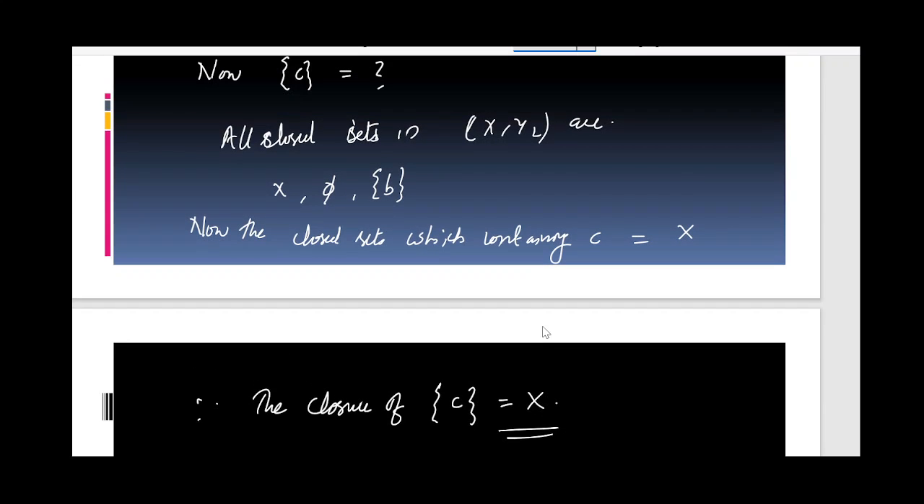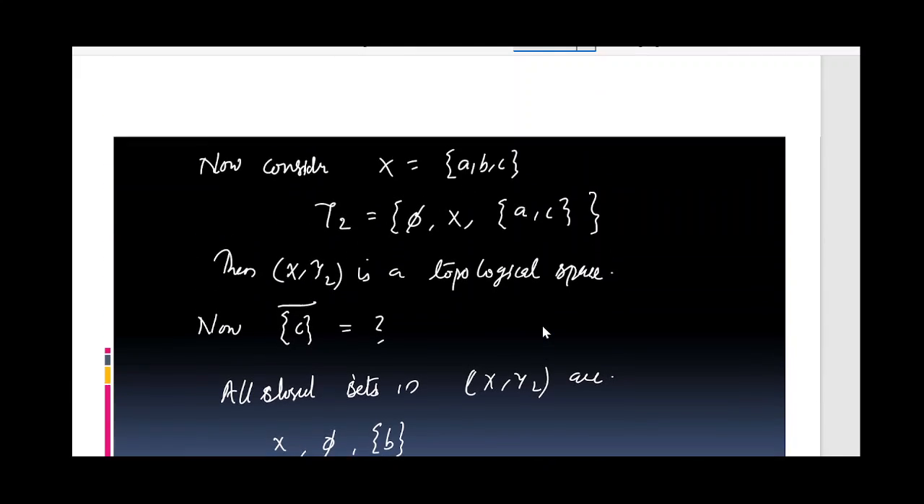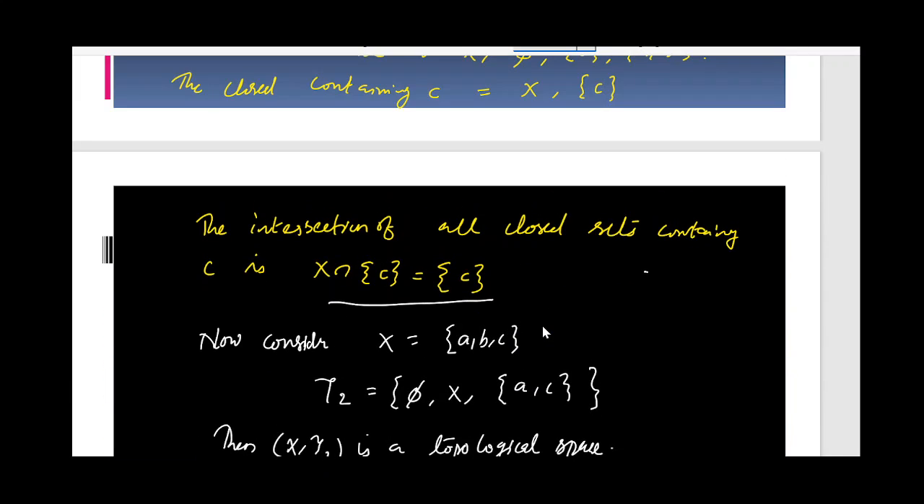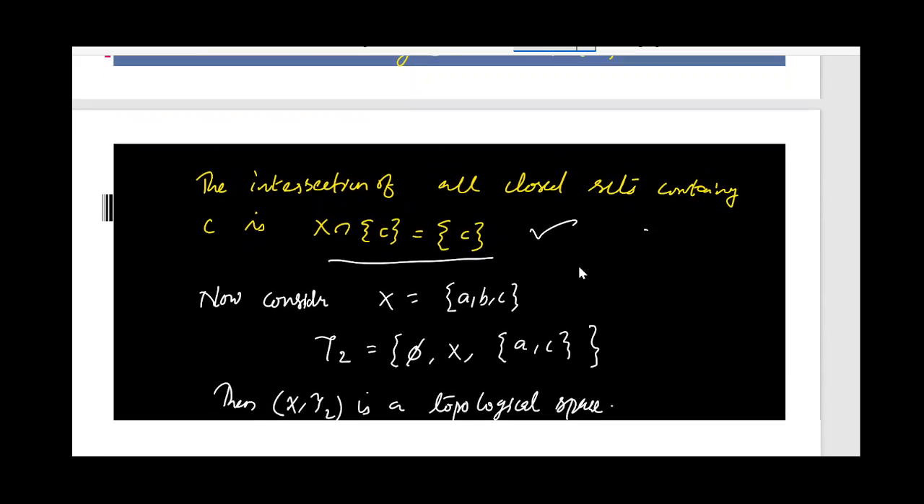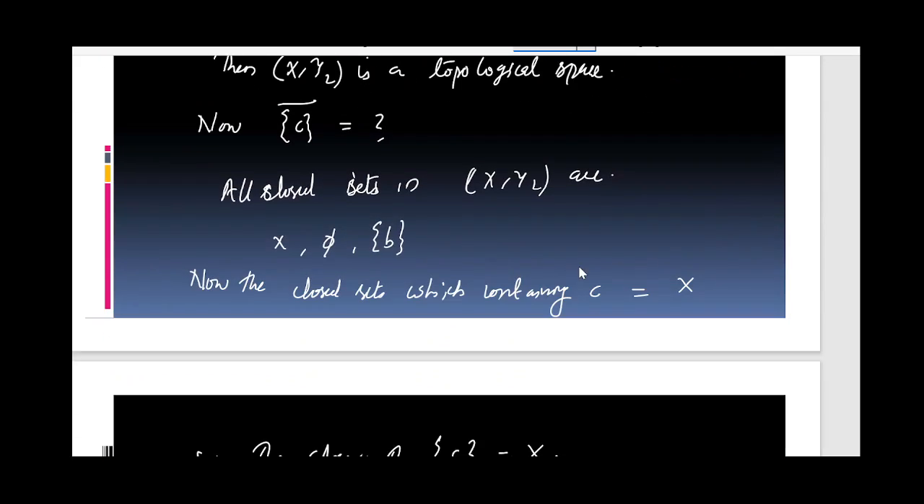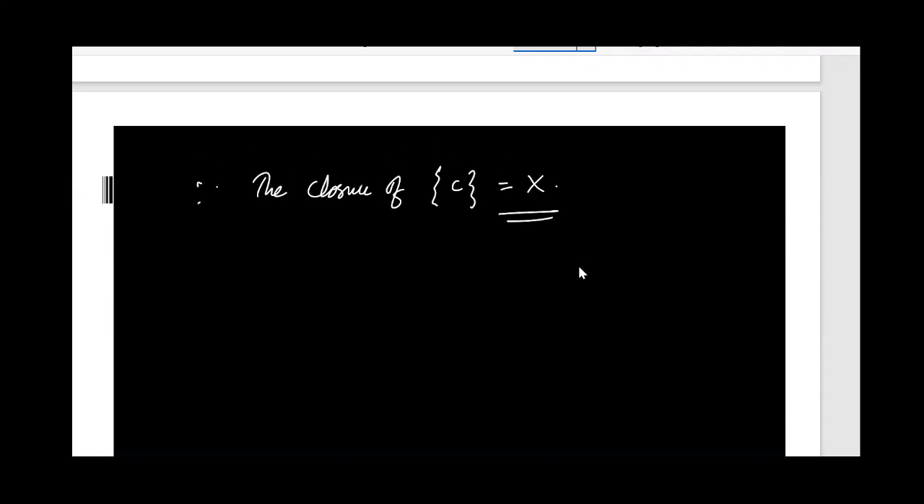Therefore, the closure of singleton {c} is X. So here, what you got is, for the same set, in different topologies, we have different closures. In the first topology you got singleton {c}, but here we are getting X.